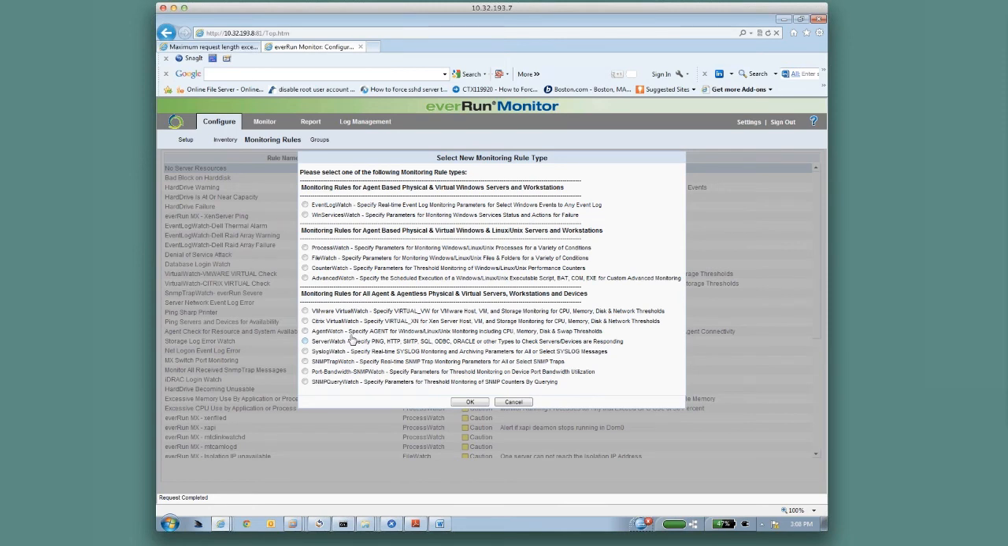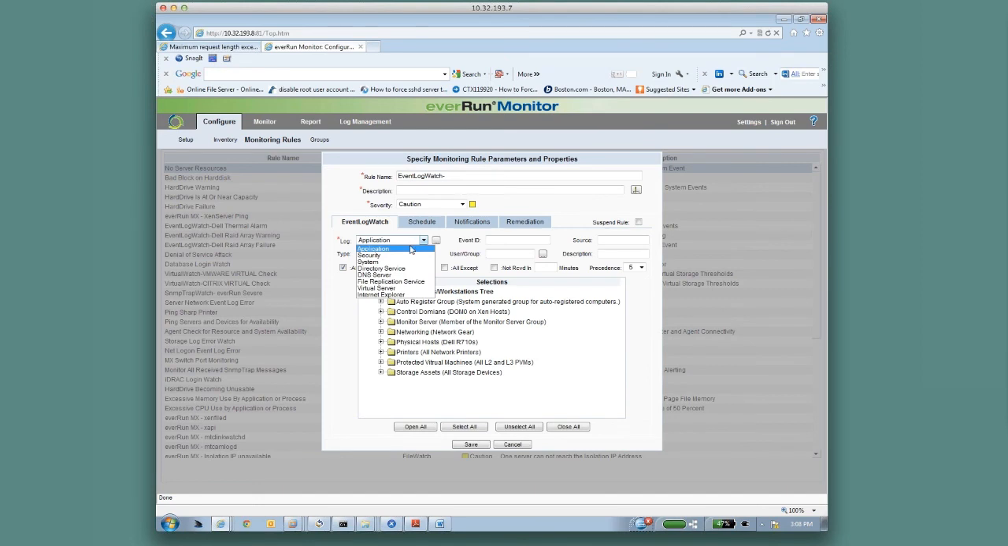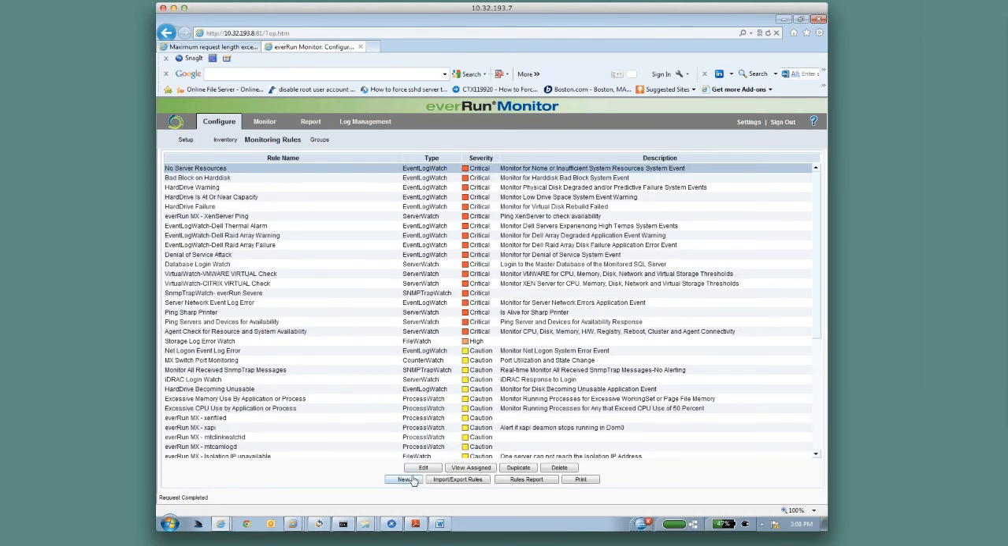If you're a customer that wants to monitor something like event logs, I can come in here and create a rule, and I simply tell it: what log do I want to look at? What type do I want to look for? Do I want to look for a specific event ID, a source? Do I want to include or exclude? And then how do I want to assign that rule once I've created it? So for event logs, pretty straightforward.